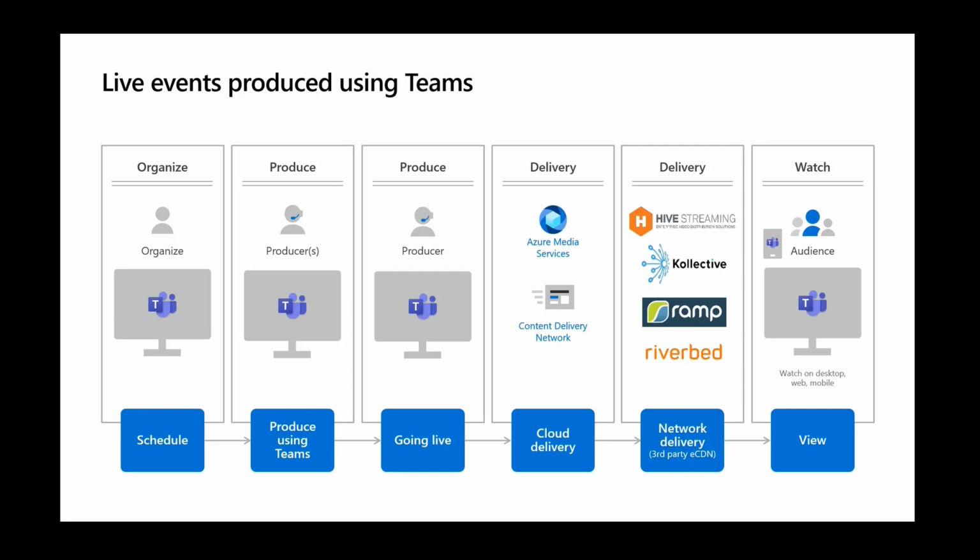This is just the flow, right? So you can schedule everything in Teams. You can produce in Teams. You can go live directly from the Teams client. And then the delivery can be Azure and the Content Delivery Network, or like I said, you can have a third-party content delivery solution that you can leverage to make sure that everybody can consume this in the most effective way possible, right? And everybody can consume, again, whether they're using Teams desktop or web or mobile.